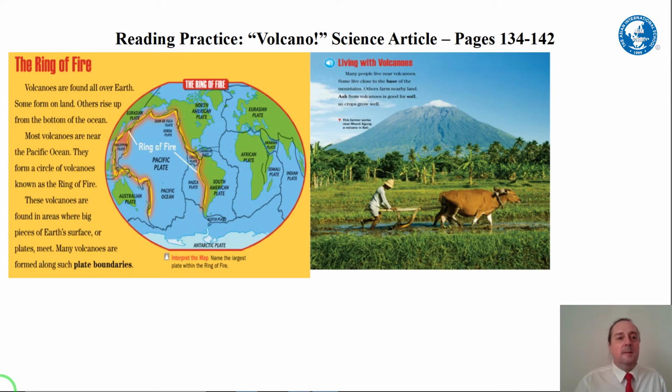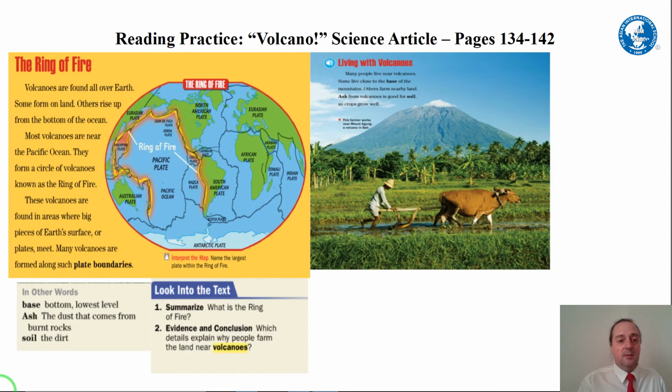Next page. Okay, it talks about the ring of fire and living with volcanoes. So we see vocabulary here, and here are our two questions. Okay, what is the ring of fire? And evidence and conclusion. Which details explain why people farm the land near volcanoes? So take 2 minutes and read these 2 pages. Answer the 2 questions.